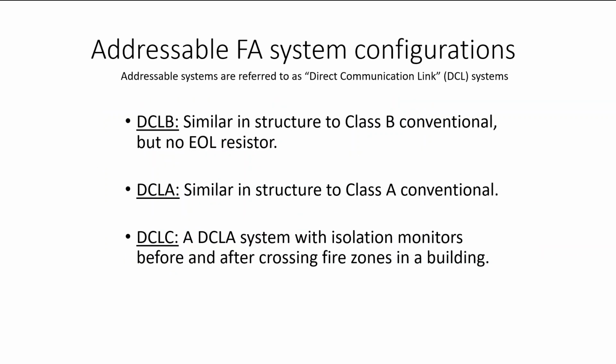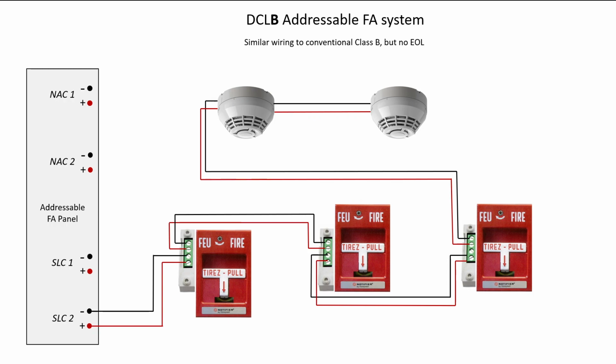Addressable fire alarm systems come in three different configurations. They're known as DCLB, DCLA, and DCLC. DCLB is similar in structure to a Class B conventional, but there is no end-of-line resistor. A DCLA is similar in structure to a Class A conventional, and a DCLC is a DCLA system with isolation monitors before and after crossing fire zones in a building. This is an example of a DCLB. Similar wiring to a conventional, but as I said before, no end-of-line resistor.